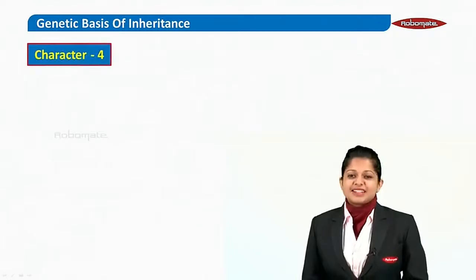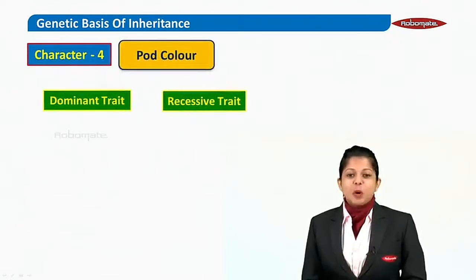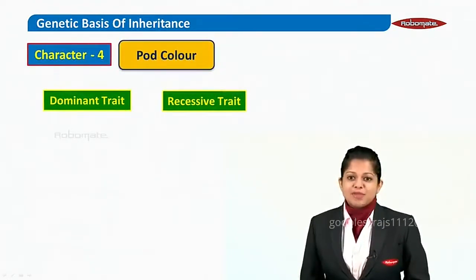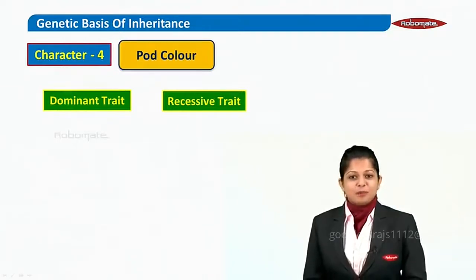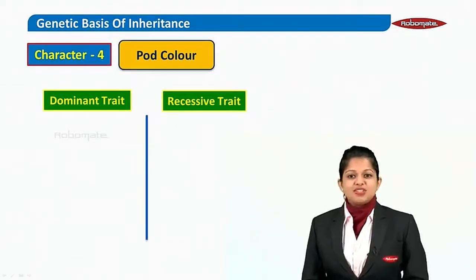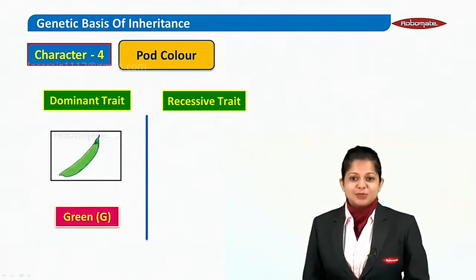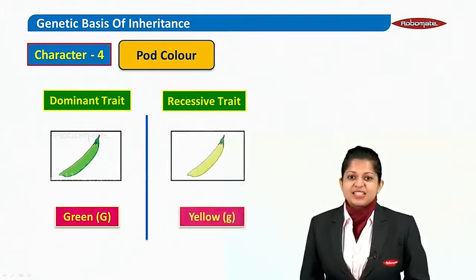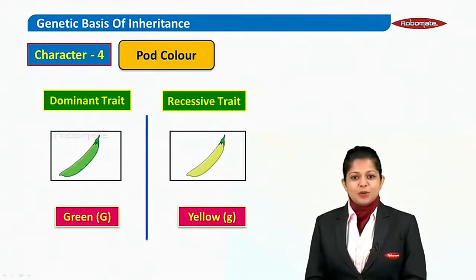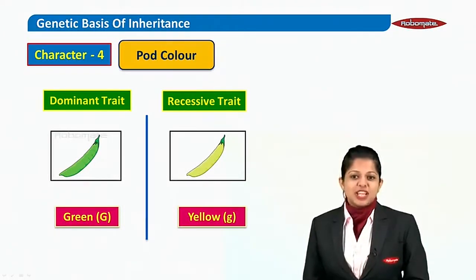The fourth character Mendel chose was pod color, where pod means the outer covering of the pea seeds. The dominant trait for pod color was seen to be green, denoted by capital G, whereas the recessive trait was seen to be yellow, denoted by small g.